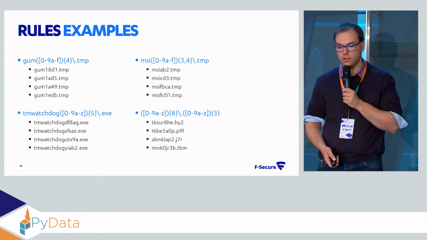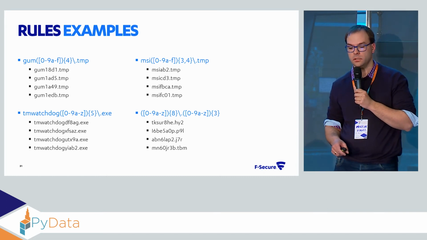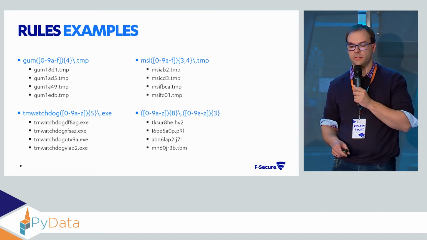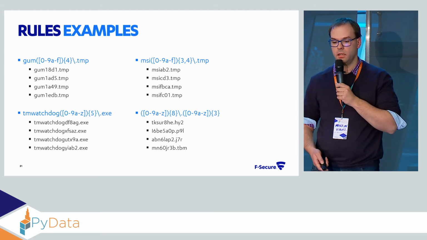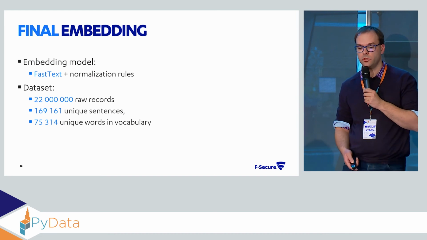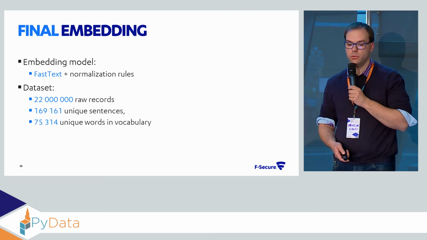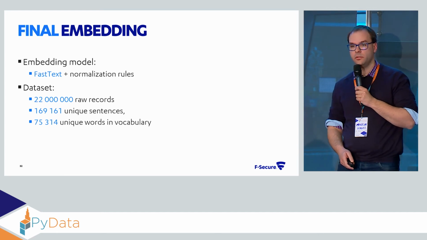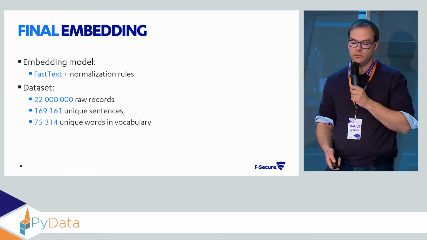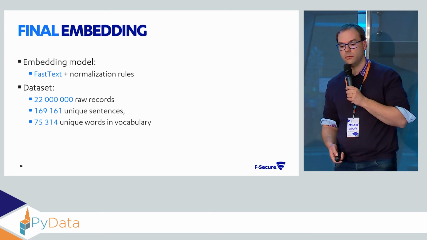But this one on the bottom right is pretty funny. It is very general. It actually matches all the programs that have 8 characters, .3 characters. So we had to curate this list manually, so that very general rules are not applied at the end. Okay, so we normalized the vocabulary, and with about 30 rules we were able to squeeze the vocabulary 7 times. So now it's about 75,000 unique words and 1,700,000 unique sentences.